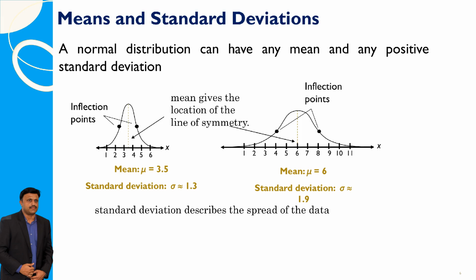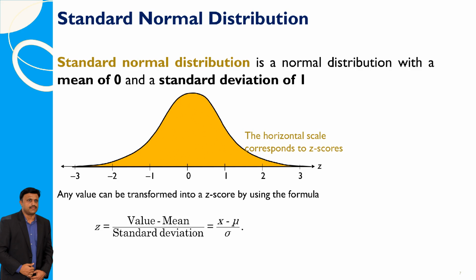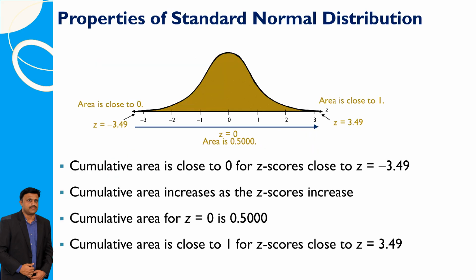spread of the data. Standard normal distribution is a normal distribution characterized by a mean of 0 and a standard deviation of 1. In the standard normal distribution, the cumulative area is approximately 0 for z-scores near z equals negative 3.49 and approaches 1 for z-scores near z equals 3.49, with the cumulative area increasing as the z-scores increase. For a z-score of 0, the cumulative area is exactly 0.5000.